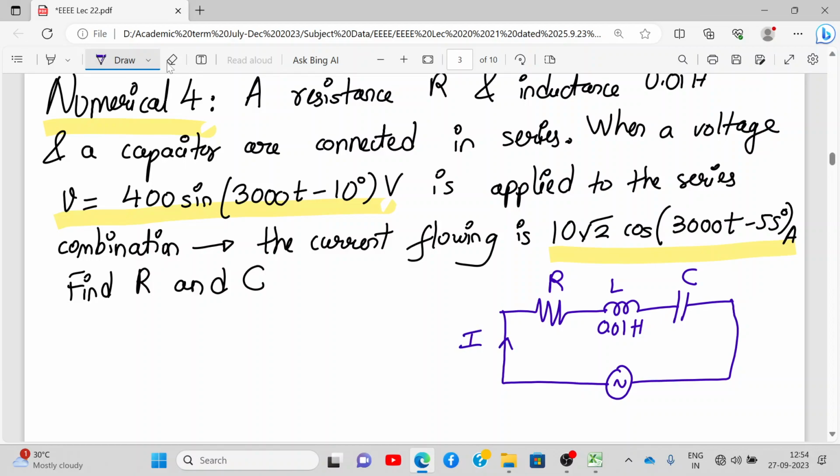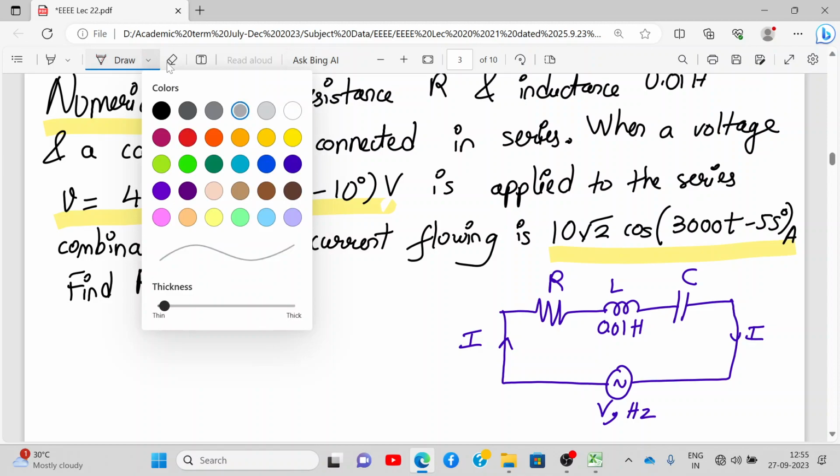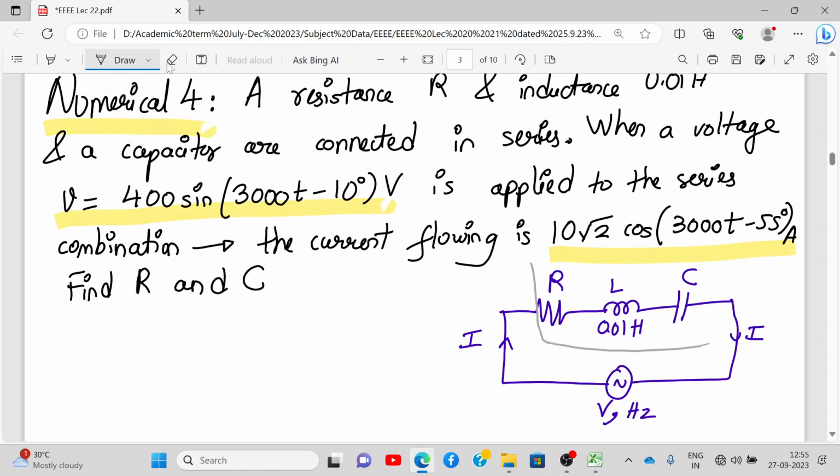This is I, this is V, comma Hertz, and this is RLC. The total impedance will be Z. That's it. Now, is cos omega t standard form? No. You have to convert it into standard form.